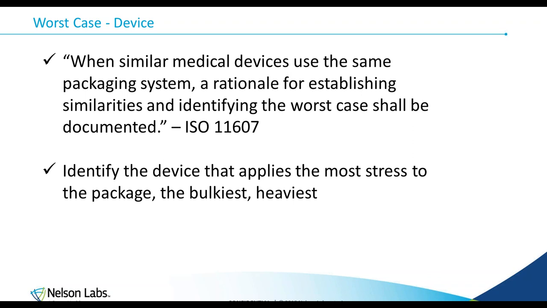Worst case devices. So say you're a medical device manufacturer and you're making catheters of different sizes. Do you have to test and validate all of them? Not necessarily. You're allowed to make a rationale for a worst-case device, and it's allowed per ISO 11607. This could be the heaviest product, or it could be the products with a sharp end that could potentially penetrate the sterile barrier, or any other hazards that can compromise that sterile barrier.